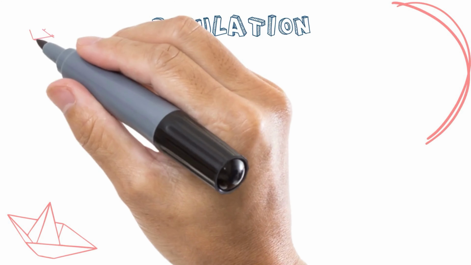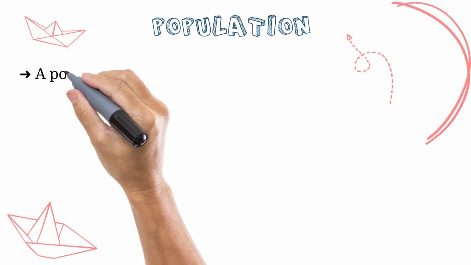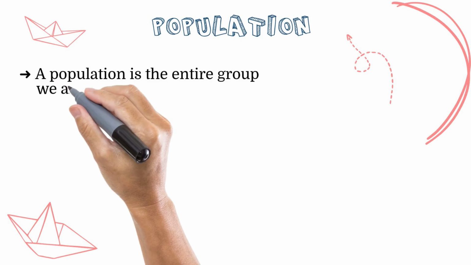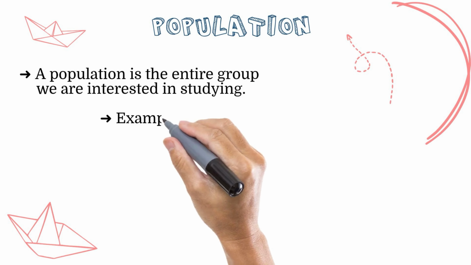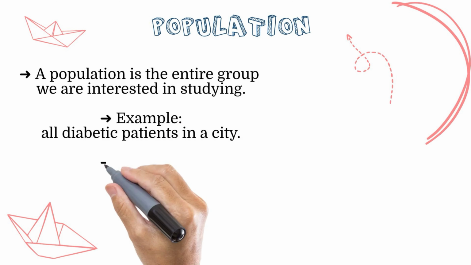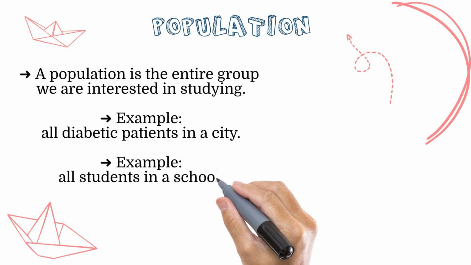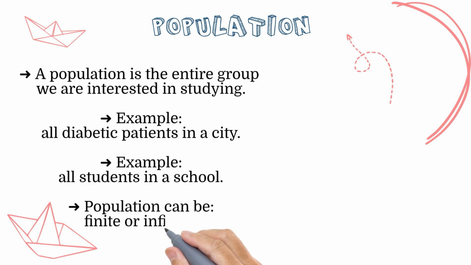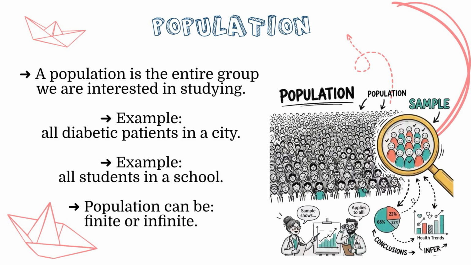Population. A population is the entire group we are interested in studying. Example, all diabetic patients in a city. Example, all students in a school. Population can be finite or infinite.